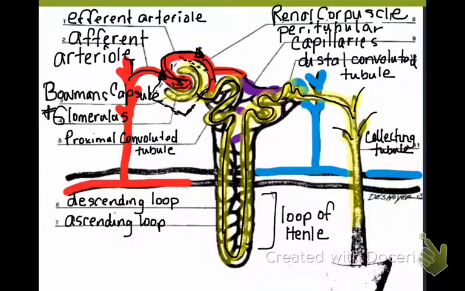The last thing that I want you to add onto this are three letters, and it will show you where the different processes of urine formation actually take place. So I'm going to do them in a brighter color here. Right, so there are three steps for urine formation: filtration, reabsorption, and secretion. The first part, filtration, happens here. Filtration occurs at the renal corpuscle.